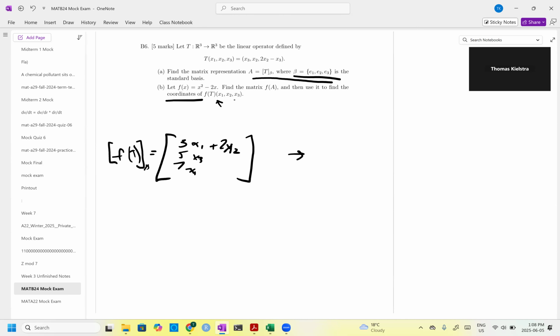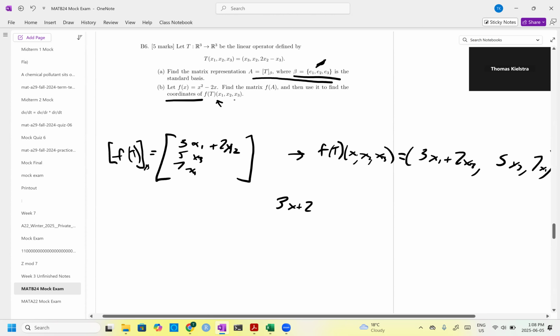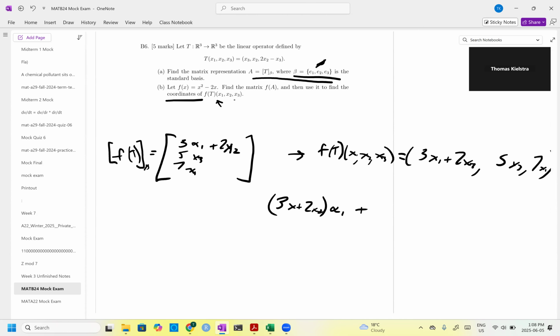Because beta is the standard basis, it's going to imply that f of t of x1, x2, x3 would equal 3x1 plus 2x2, 5x3, 7x1, because it's the standard basis. If it wasn't the standard basis, we would do 3x1 plus 2x2 times whatever the first basis vector is, plus 5x3 times whatever the second basis vector is, plus 7x1 times whatever the third basis vector is. So if beta is not the standard basis, we have a slightly different approach.